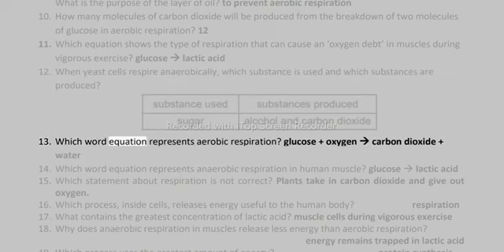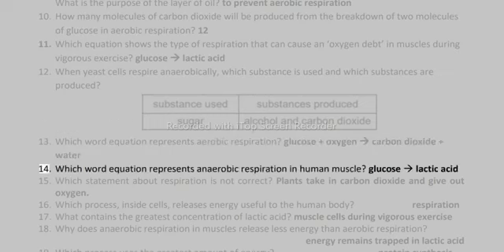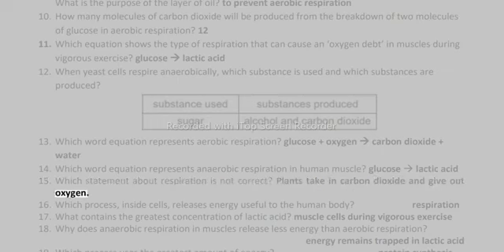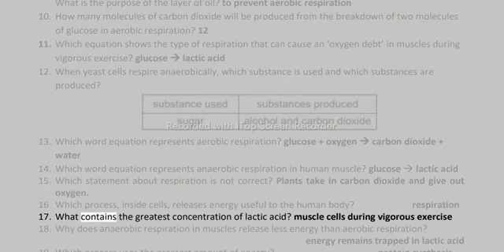13. Which word equation represents aerobic respiration? Glucose plus oxygen → carbon dioxide plus water. 14. Which word equation represents anaerobic respiration in human muscle? Glucose → lactic acid. 15. Which statement about respiration is not correct? Plants take in carbon dioxide and give out oxygen. 16. Which process, inside cells, releases energy useful to the human body? Respiration. 17. What contains the greatest concentration of lactic acid?